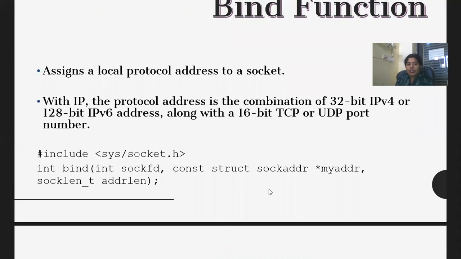With IP addresses, the protocol address is a combination of 32 bits for IPv4 or 128 bits for IPv6, isn't it? And along with that, a 16-bit TCP or UDP port number, whichever port you are using, and also the Internet Protocol, IPv4 or IPv6.